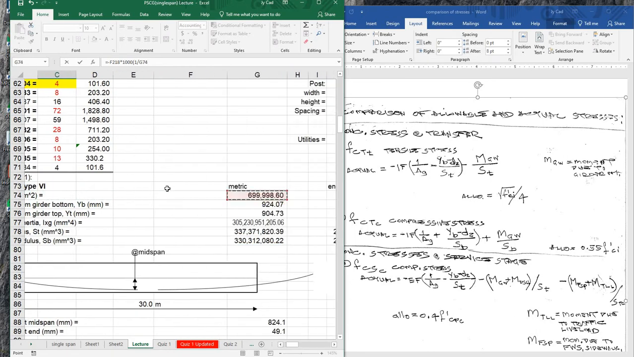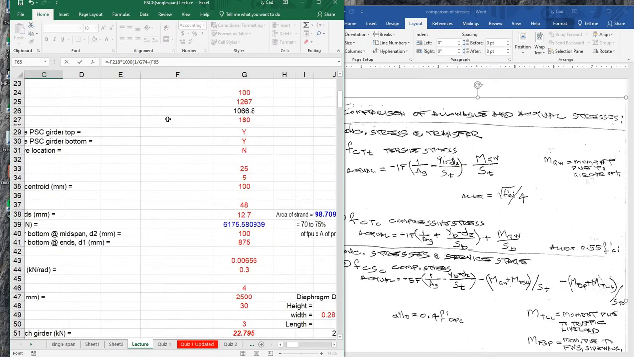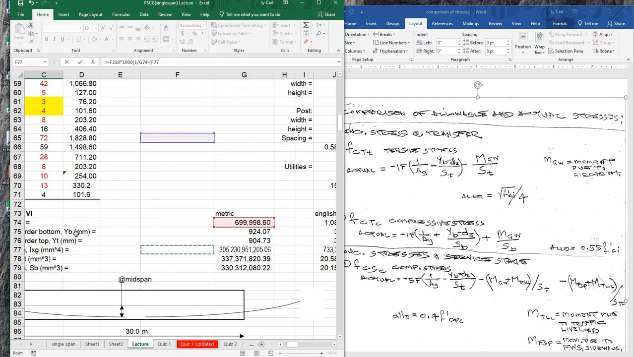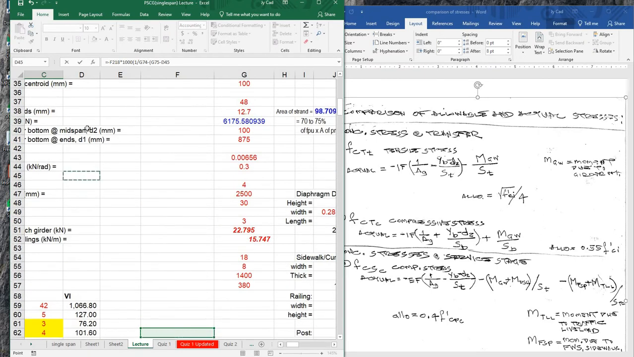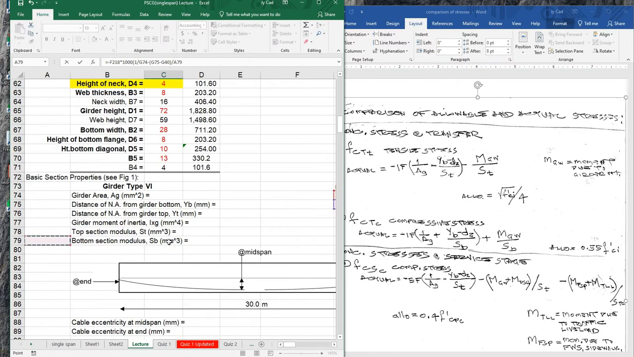Okay, tapos, minus the quantity, dito na tayo, YB minus D2. So, yung YB, nandun din yan sa basic section properties. Ito. Then, minus D2, that is distance. Ayun siya. Okay. And then, close parenthesis, divided by section modulus at top. And that is found also at the basic section properties. Ayan.